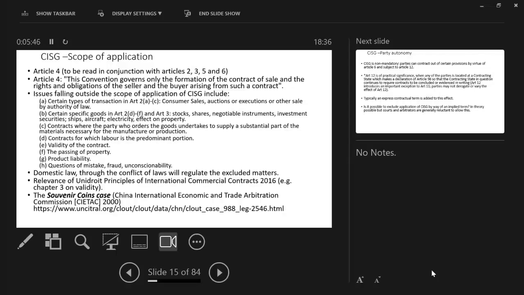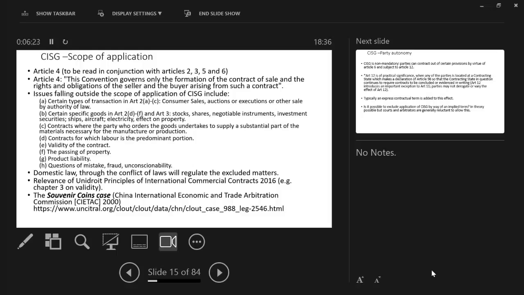So we can see certain types of transactions like consumer sales, auctions or executions, or other sales by authority of law. But the big one is consumer sales. This is designed to be between commercial parties, not retail parties. Certain specific types of goods like stocks, shares, negotiable instruments, investment securities. So these are all basically financial instruments which are excluded from the convention.